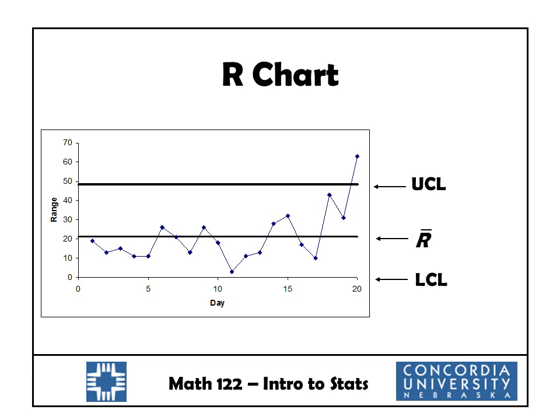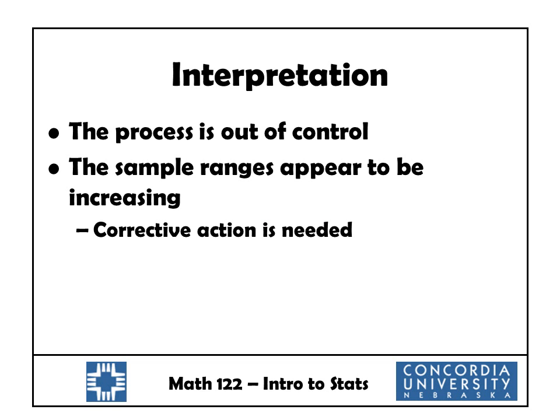And so because you notice on that last day our point is well above the upper control limit, by our third criteria we would conclude that the process is out of control. And specifically it means that the sample ranges appear to be increasing. And because they're increasing, some corrective action needs to be taken. It means we're getting more variation within each day of production. That's bad. We want as small variation as possible. So some sort of corrective action needs to be taken.